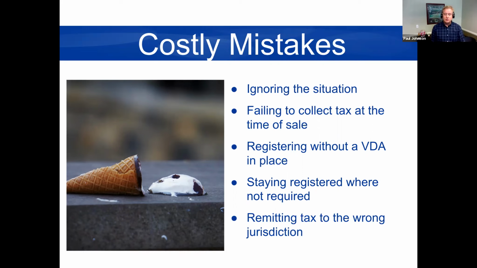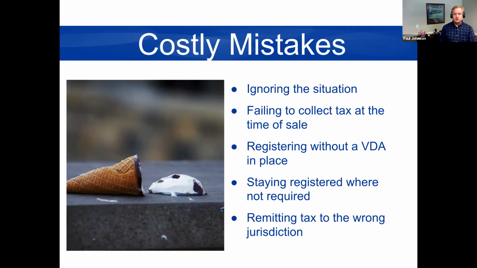Staying registered where you're not required. Obviously, there's cost of compliance. There's cost to be registered, license fees, return filing fees, and so forth. So where we can help mitigate that and reduce your filing footprint by deregistering because you no longer have Nexus, definitely that's a costly mistake.